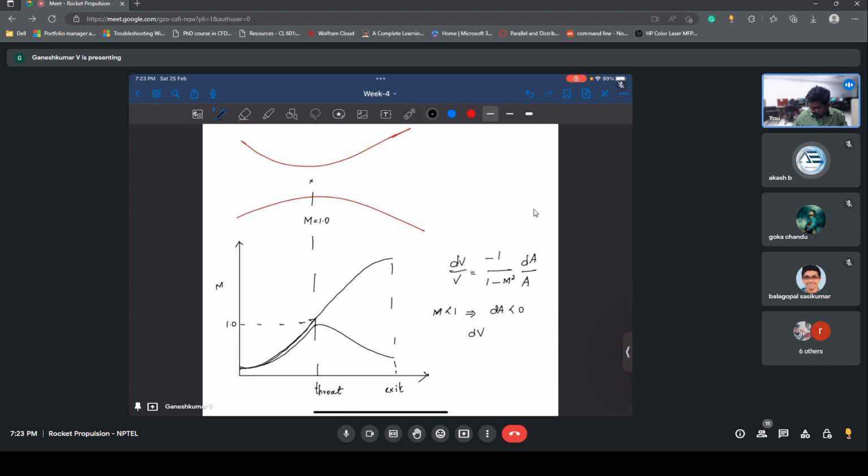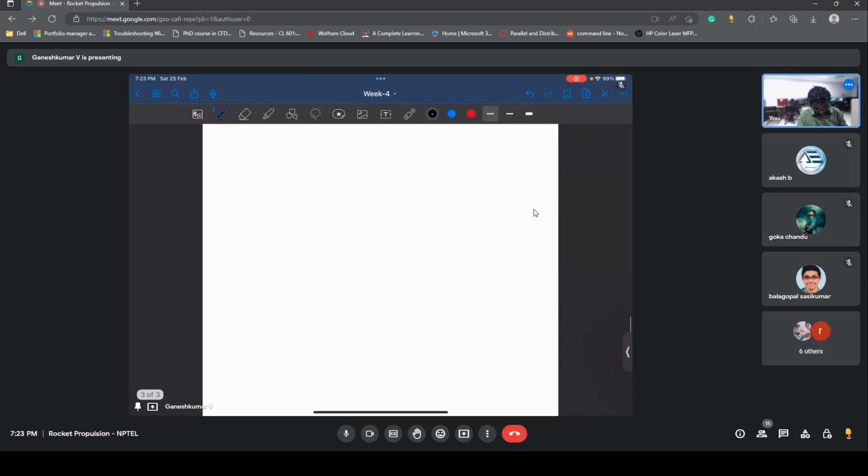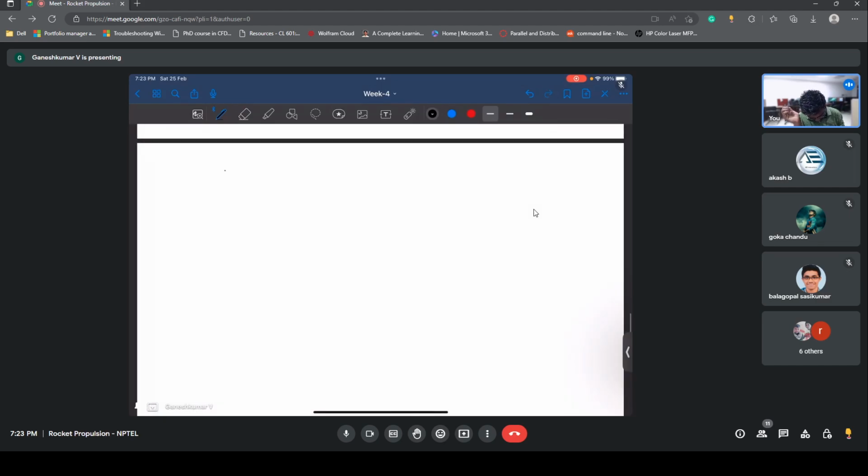Alright, so what happens if dA is less than 0? Maybe I will write it on a page. dV by V is equal to 1 by 1 minus M square dA by A, right? So in the convergent portion, dA is going to be less than 0 because areas keep on reducing, right? So A2 minus A1, if you do, it's going to be less than 0. Is this clear?